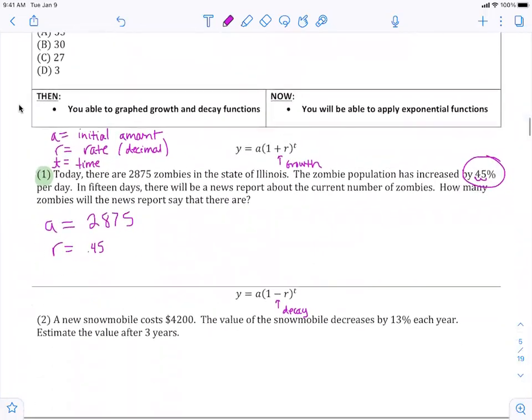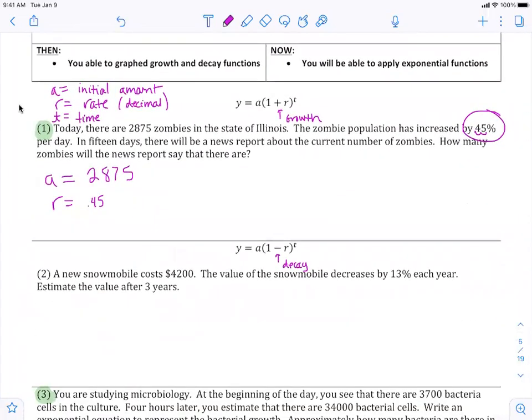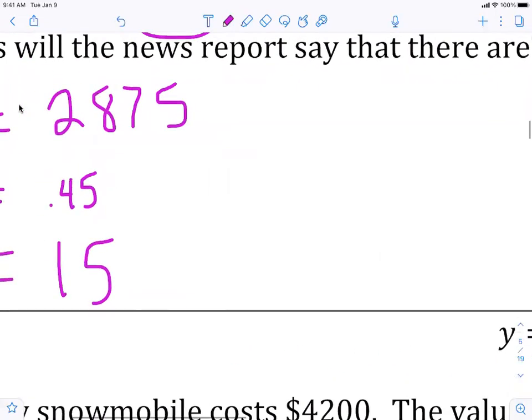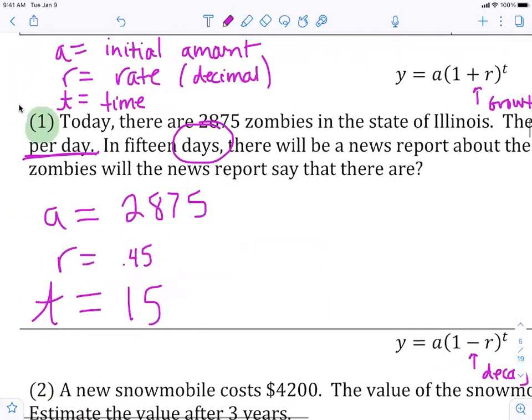It all depends on what the growth rate is based on. So here it's 45% per day. As long as you're working with days, that's the unit of time that t is going to be in. In ours, we want to know how many zombies there are going to be in 15 days.